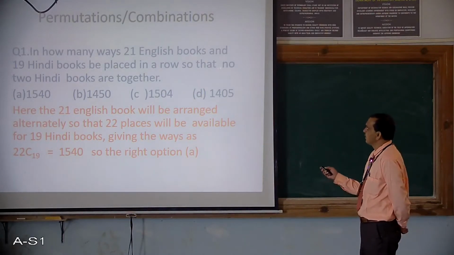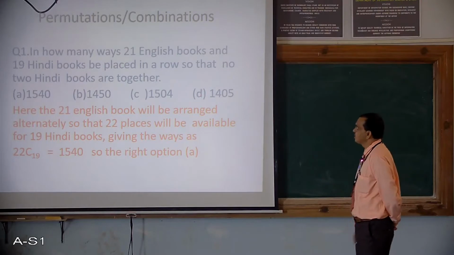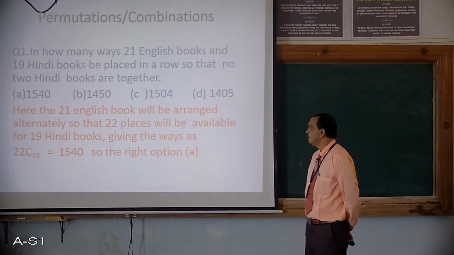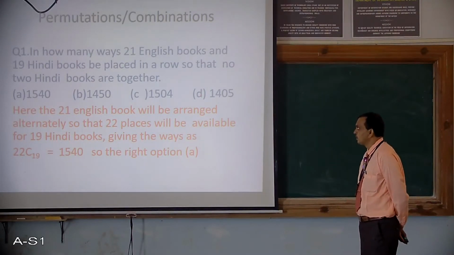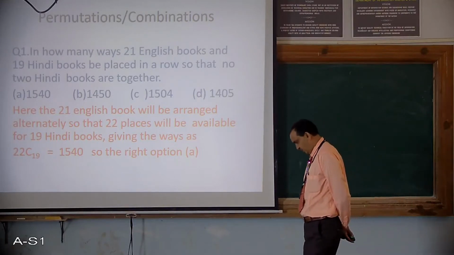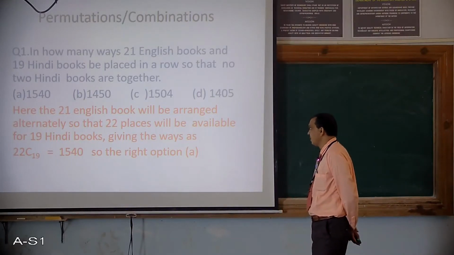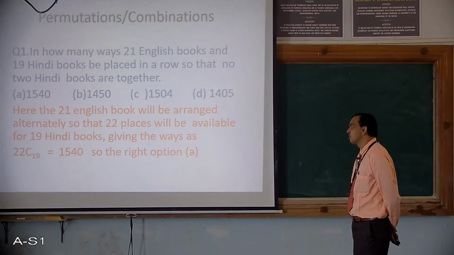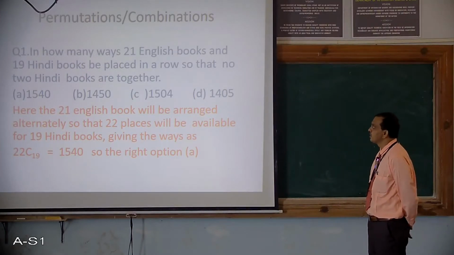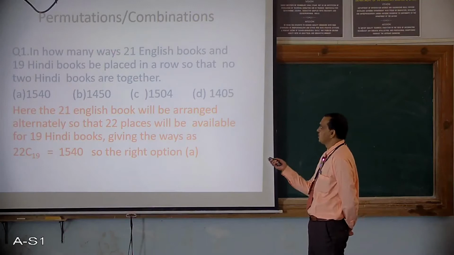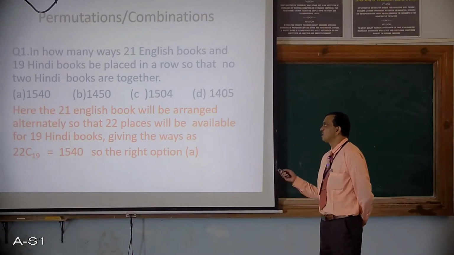How many ways can 21 English books and 19 Hindi books be placed in a row so that no two Hindi books are together? As you know, permutations and combinations are freely used and have a lot of applications. Permutations are arrangements only, whereas combinations are selections. In this case it is a permutation because the books are placed in a row, and it is known as linear permutation.